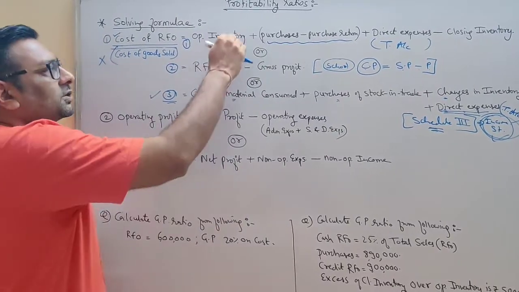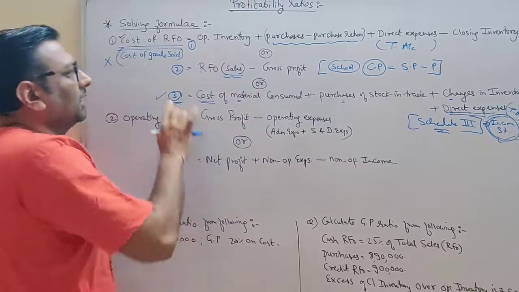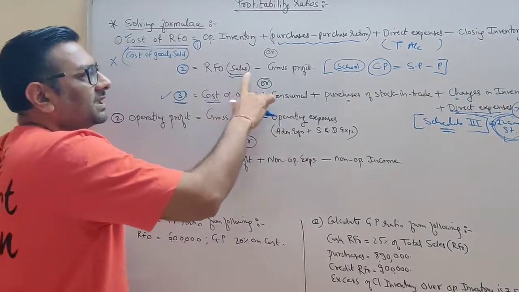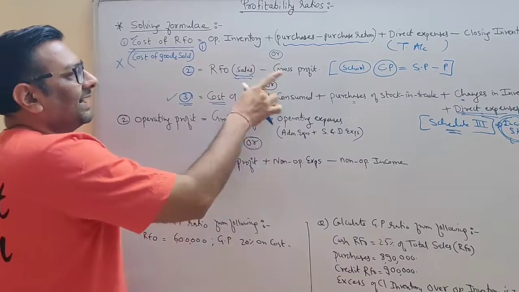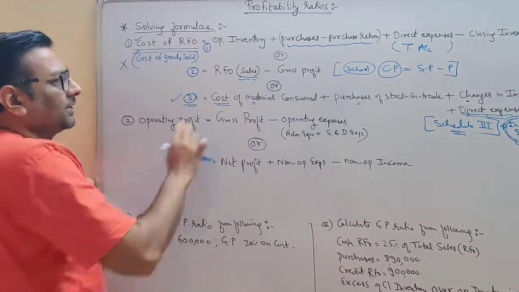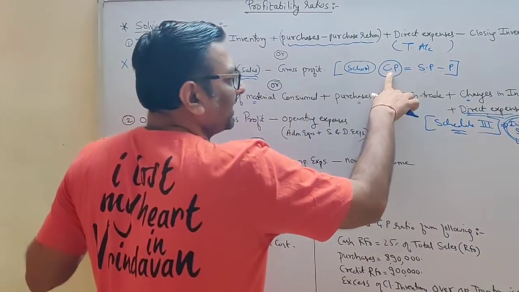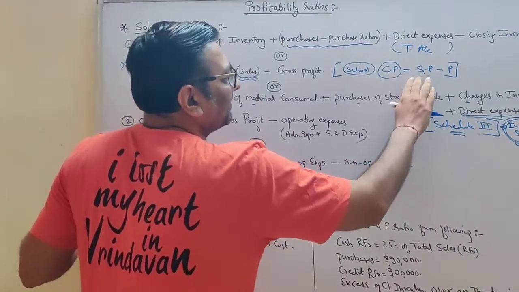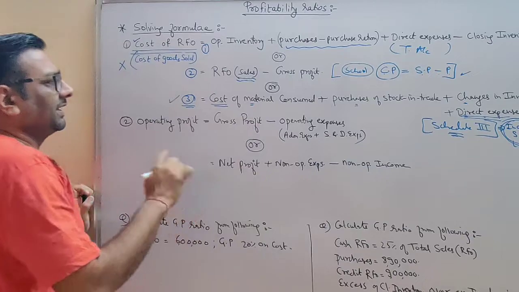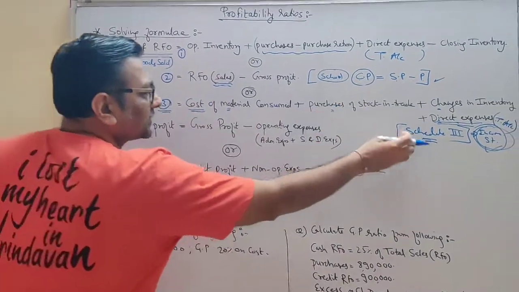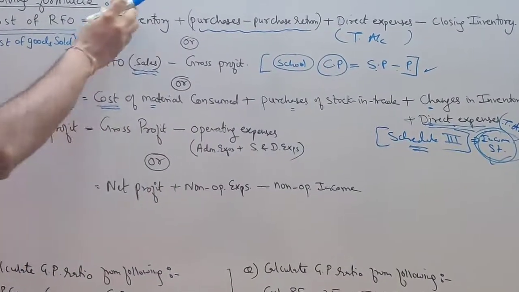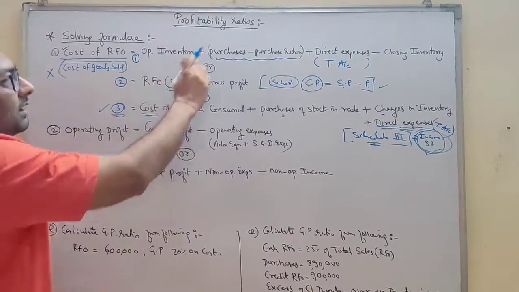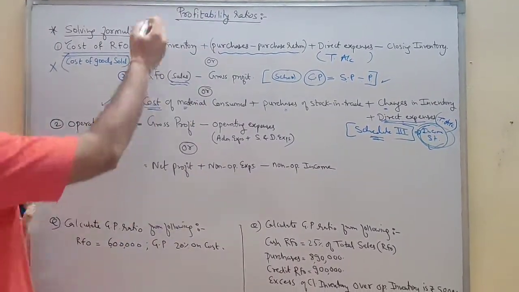Am I clear? So I explained 3 formulas for cost of RFO. This is a normal formula. This is the school level formula to find any one missing item. There are 3 variables: cost of RFO, RFO, gross profit. Any one out of 3 variables missing, you can use this formula to find the third one. And this is your schedule 3 ka formula. Am I clear with all the 3 formulas? Students, this is very important for this group, profitability ratio.